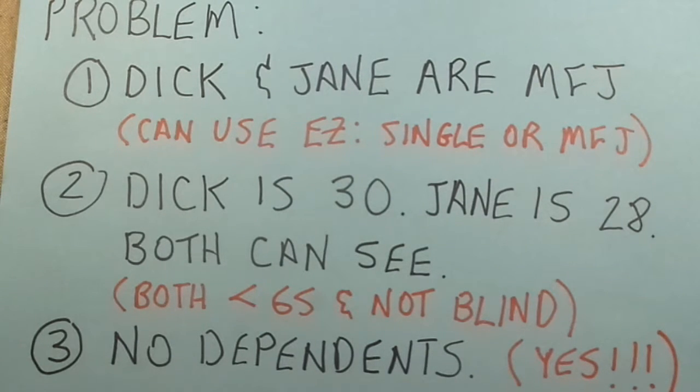There are no dependents, and this is good. This is why I've written yes, because the third requirement is you cannot have any dependents if you're going to use form 1040EZ. Now there's a theme developing, and the theme is that all of these conditions, using the other filing statuses, married filing separately or head of household, if you're 65 or older, or if you are blind, if you have dependents, these kind of things make your tax return a little more complicated because you get extra deductions.